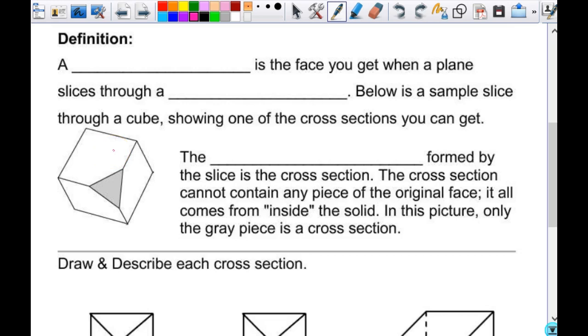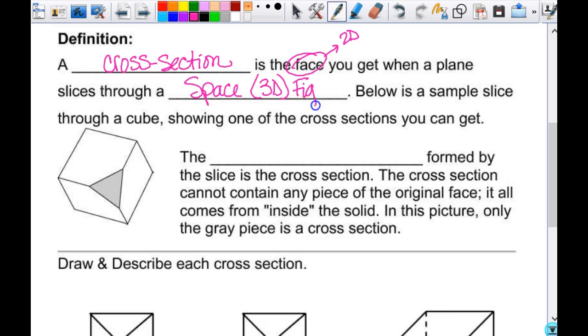Okay, but what we're looking for with these is not the three-dimensional part that gets cut off, but the two-dimensional part that's left. And this is what's called a cross-section. A cross-section is the face, which means it is a two-dimensional answer. The face you get when a plane slices through a space or 3D figure. Below is a sample slice through a cube showing one of the cross sections you can get.